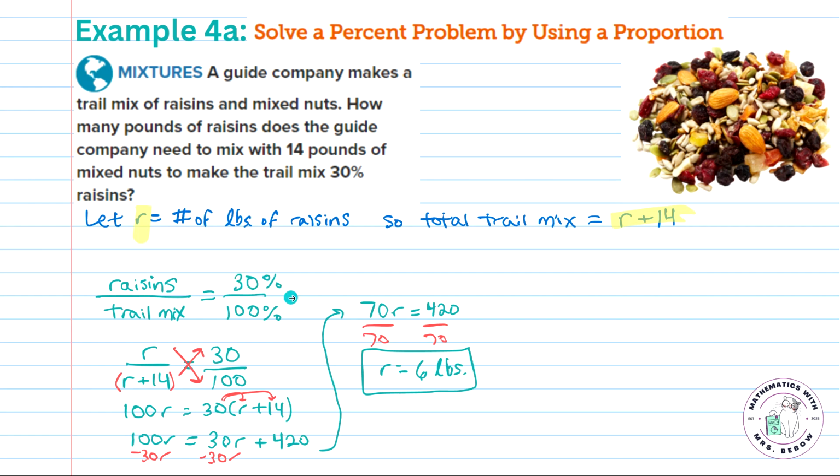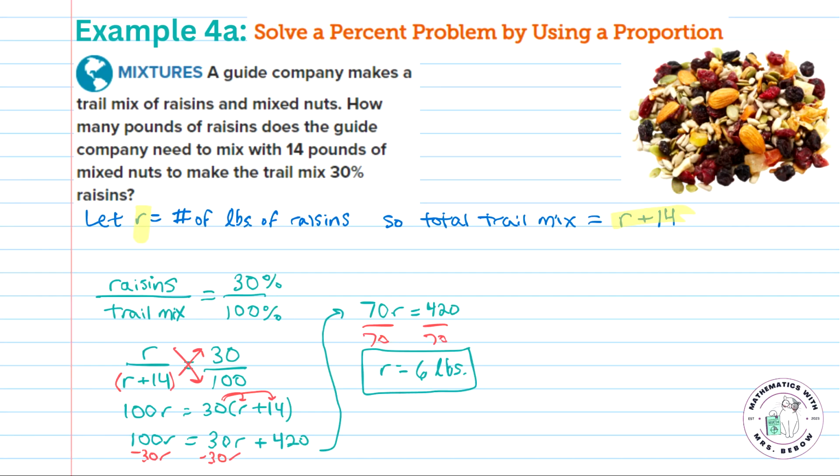Whatever percentage amount to the total amount, but we have to be careful because then we have to set up this expression that represents the total amount, in this case that R plus 14, because again, it's the amount of raisins plus the 14 pounds of mixed nuts. So that's one option for this.